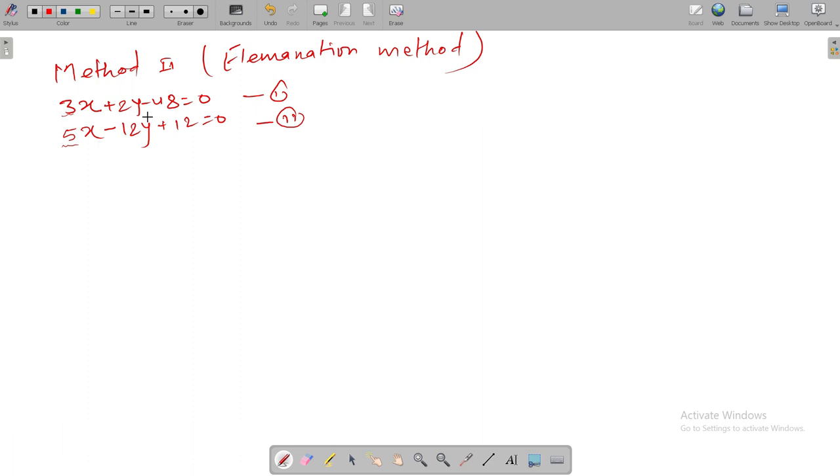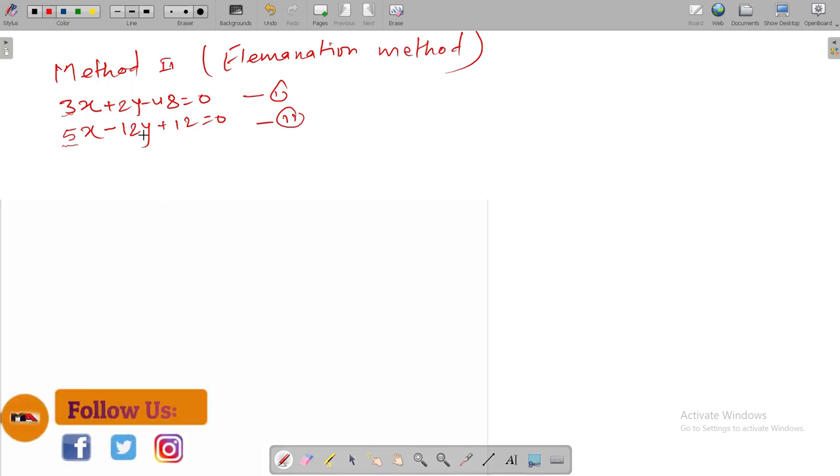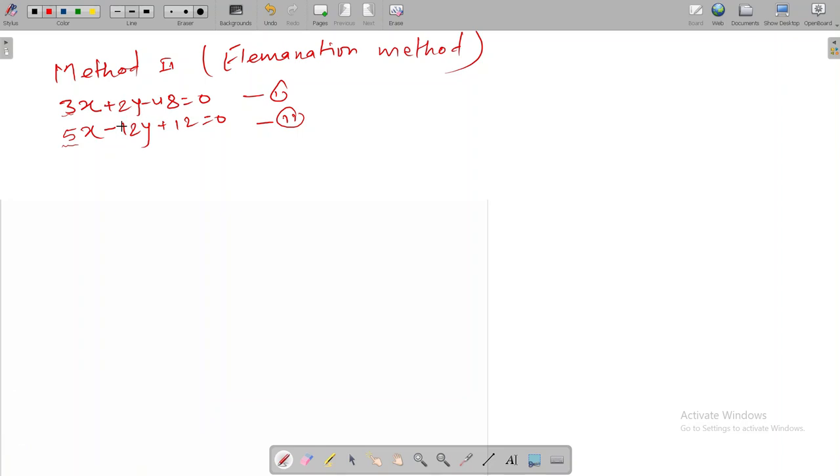Again, in terms of y, the coefficient of y is 2 in the first equation, and in the second equation the coefficient of y is 12. Here both are not equal, so we have to make them equal, either the coefficient of x or the coefficient of y. In these two equations, it is easier with the coefficient of y. Here 2y, 12y. If we multiply this 2 by 6, then it will be easy. 6 into 2 is 12. Of course, you can make it equal in the x term, but you have to multiply equation 1 by 5 and equation 2 by 3.